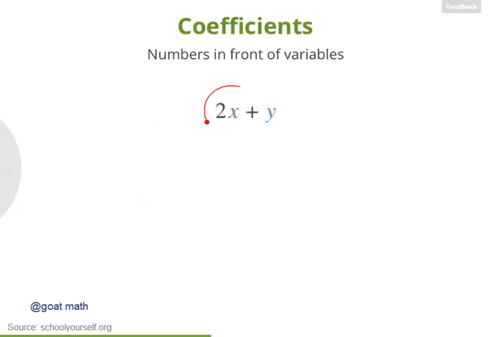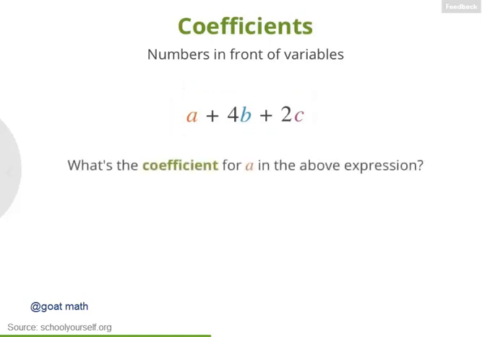Now for the expression 2x plus y, the coefficient for x is 2. But what about y? There's no number in front of y. Whenever you have a variable by itself like this, with no number in front of it, the coefficient is actually 1, because y is the same thing as 1 times y. So let's look at the expression a plus 4b plus 2c. What's the coefficient for the variable a in this expression? Right, the coefficient for a is 1.